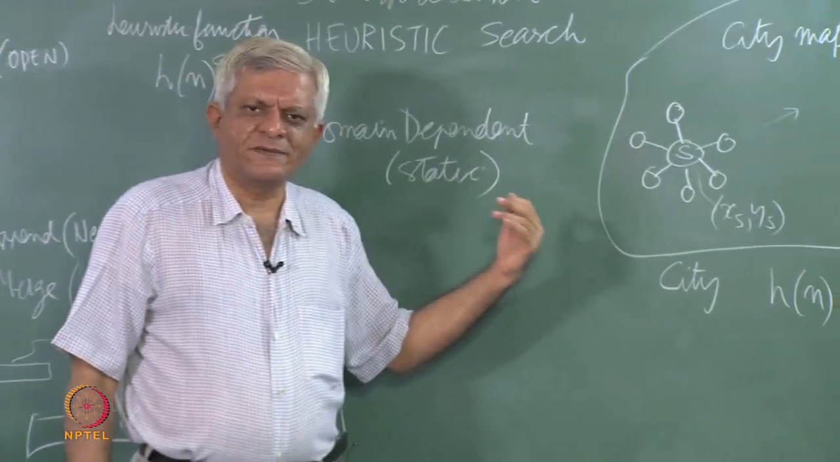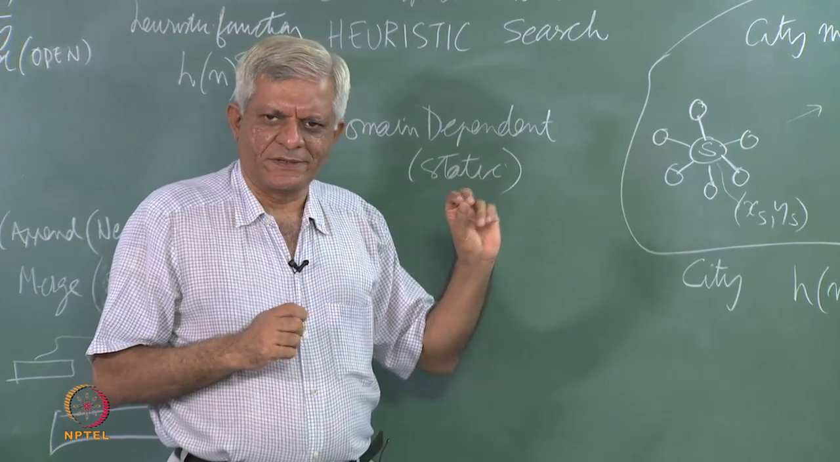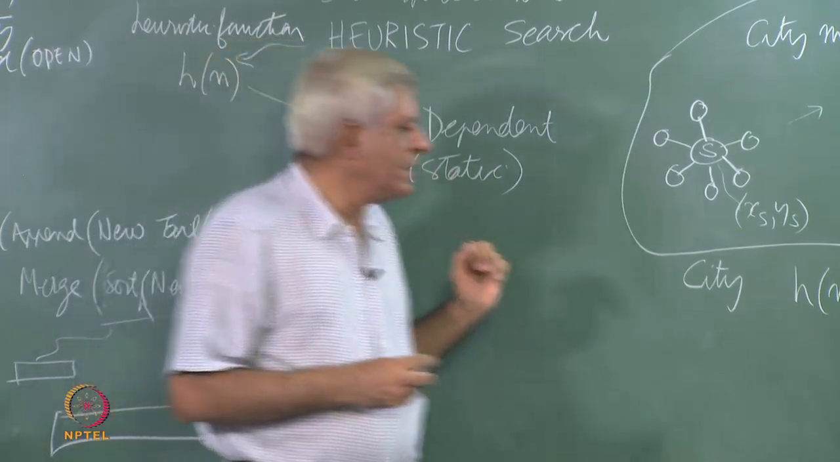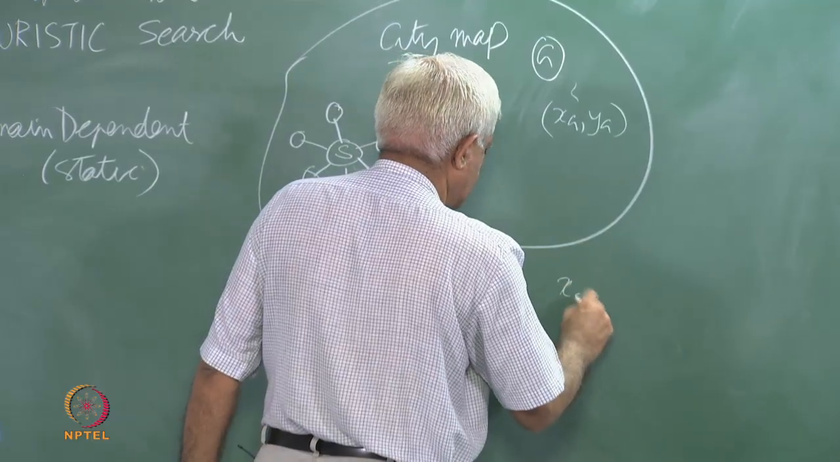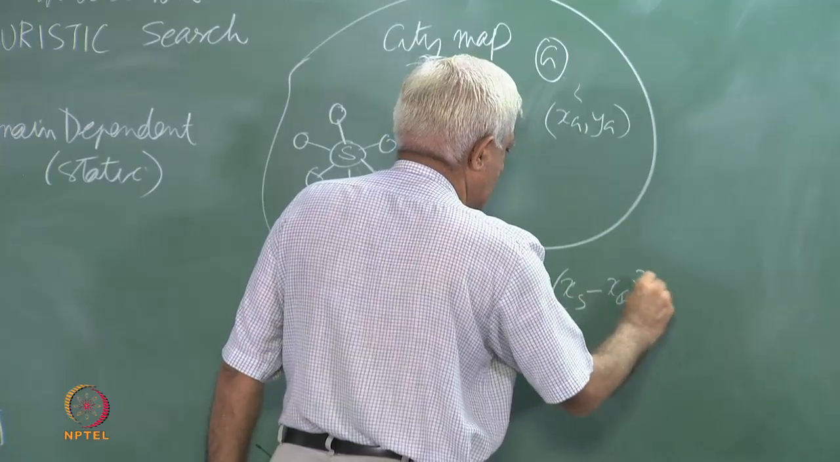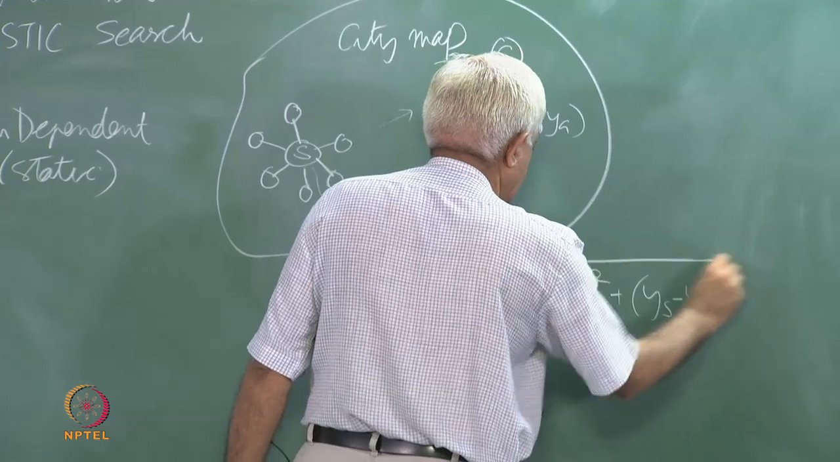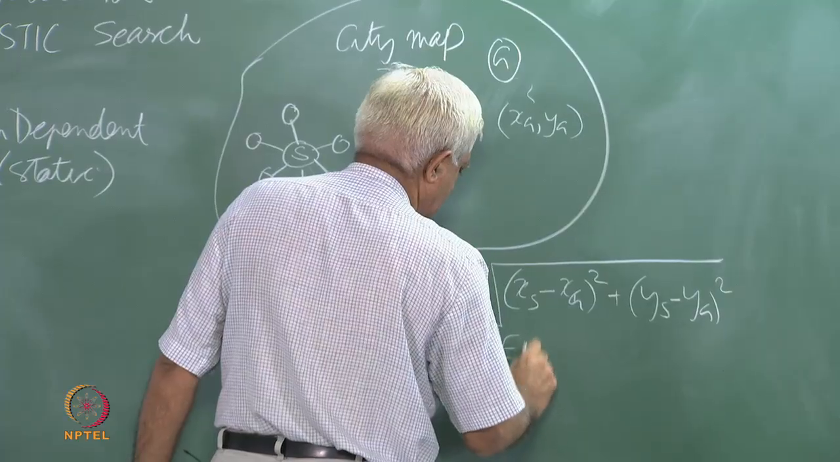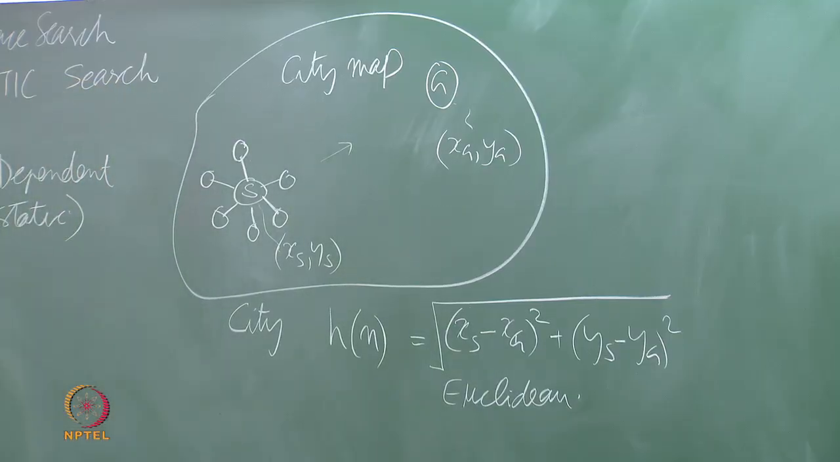How can we exploit this? For each node or each location in the map, we compute the distance to the goal node, and that is an estimate of heuristic that we will use. So, one is Euclidean distance, and that is a good estimate. So, how are we going to use this Euclidean distance?